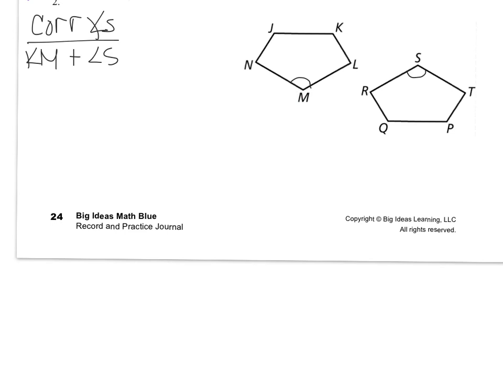So angle J will correspond with angle P. So angle J and angle P. Next, I'm just going to go clockwise on this figure. Angle K will correspond with angle Q.